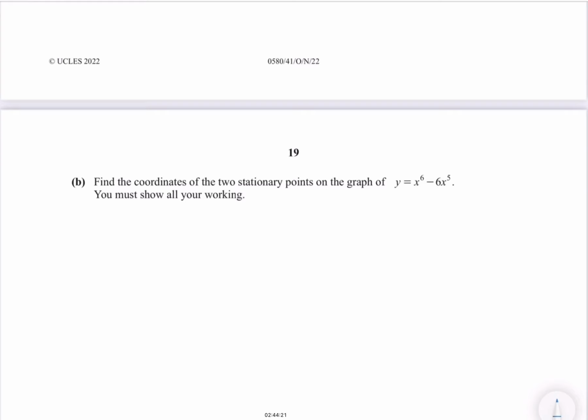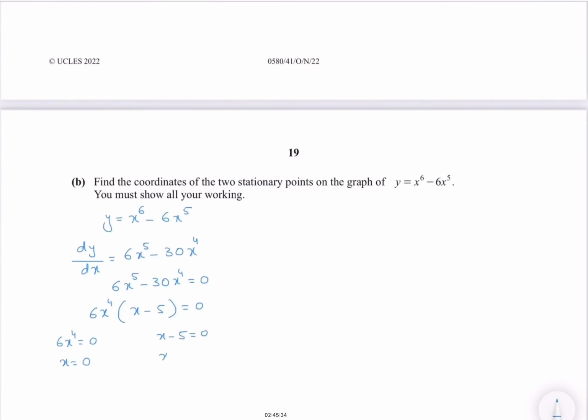Okay, part B says find the coordinates of the two stationary points on the graph y is equal to x power 6 minus 6x power 5. You must show all your working. So you have to differentiate this. dy by dx is 6x power 5 minus 30x power 4. At a stationary point, the gradient dy by dx is always 0, so equate it with 0 and simplify. Make factors, take x power 4 as common, so you get x minus 5. So one is x is equal to 0, and the other, x minus 5 means x is equal to 5.